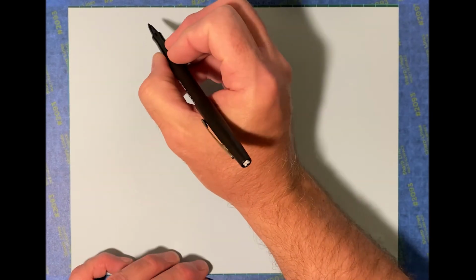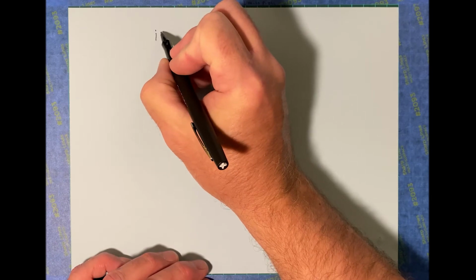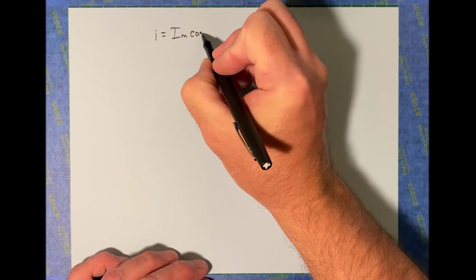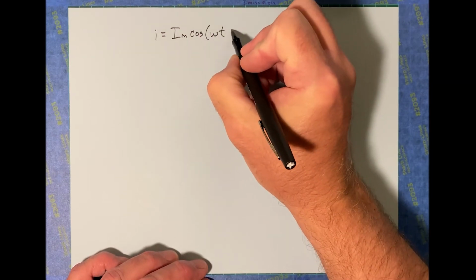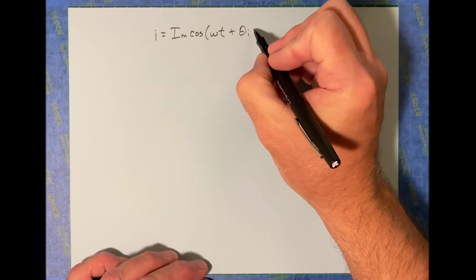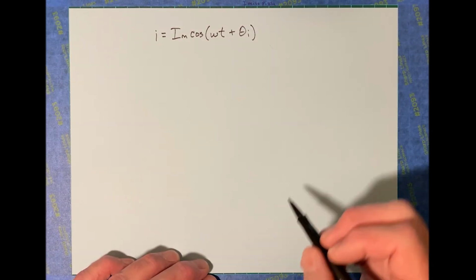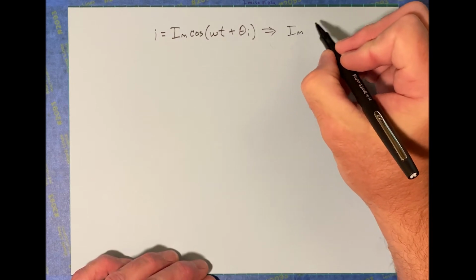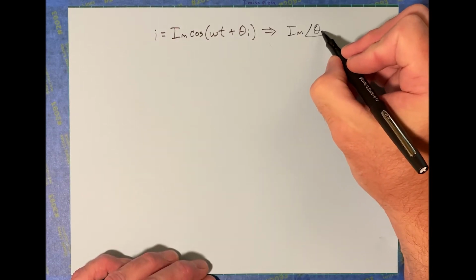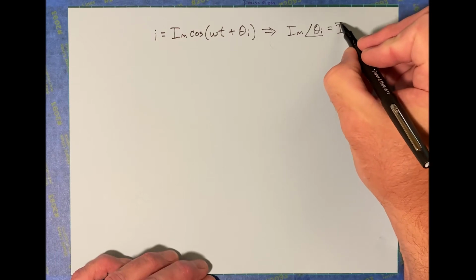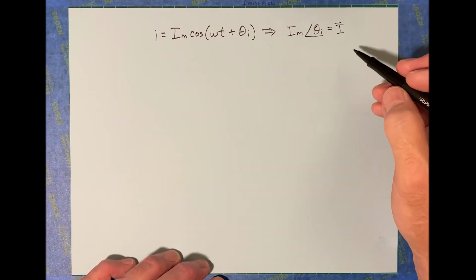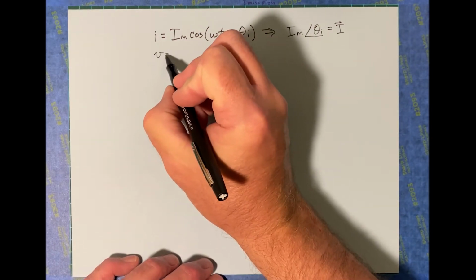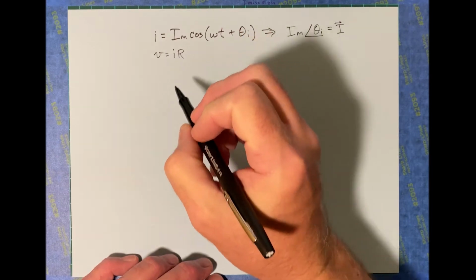Let's say that we've got a resistor circuit that's got a sinusoidal source in it, and i is equal to I sub m times the cosine of omega t plus theta sub I. Okay, that's going to be the form of our current. Now, if you take the phasor of that, that's going to be I sub m angle theta sub I, and that's equal to phasor I. Now, the relationship in the time domain is just v equals i times R.